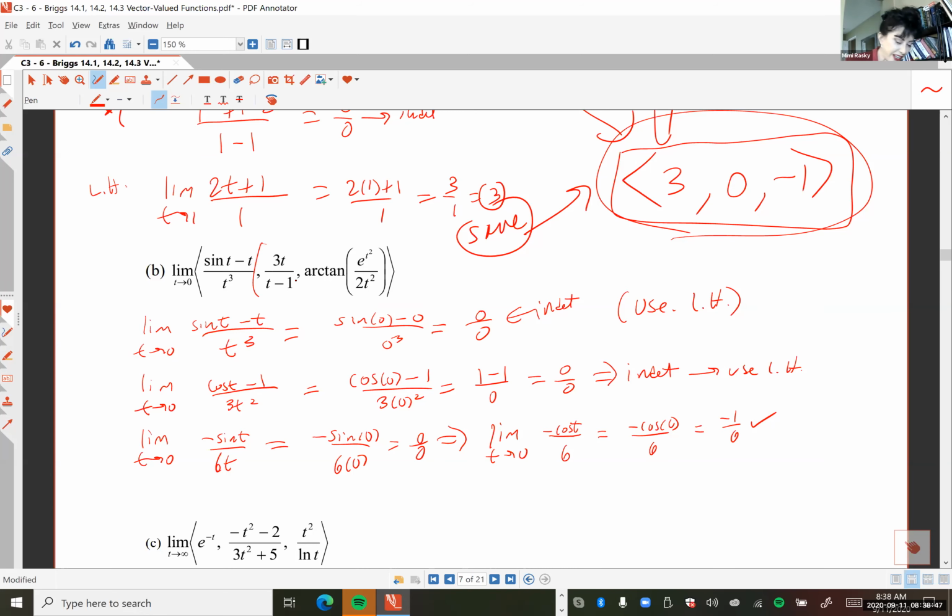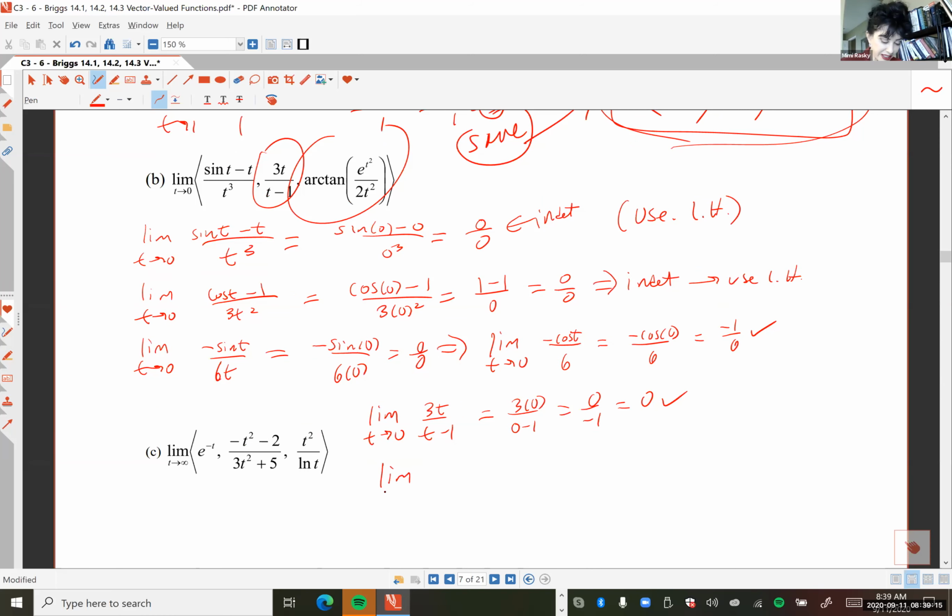But you're not done, because you have these other 2 components left. So you take the limit as t goes to 0 of the second component. I get 3 times 0 divided by 0 minus 1, which is 0 divided by negative 1. Do I use L'Hopital's on this? What do I do? It equals 0. 0 over a number that's non-zero is 0. So we have a limit for the second component.